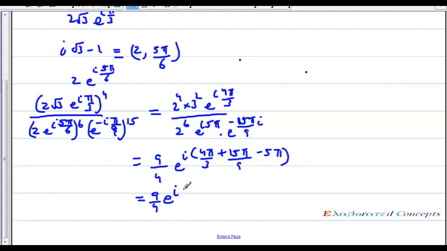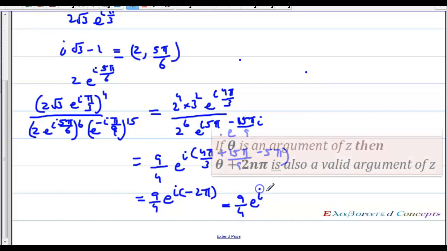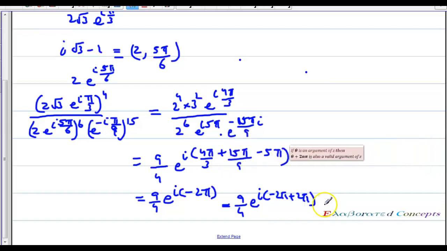e raised to power iota times minus 2 pi, which is equal to 9 by 4 times e raised to power iota times minus 2 pi plus 2 pi, as we can add any multiples of 2 pi in the argument. Therefore we get 9 by 4 e raised to power iota 0, which is equal to 9 by 4.